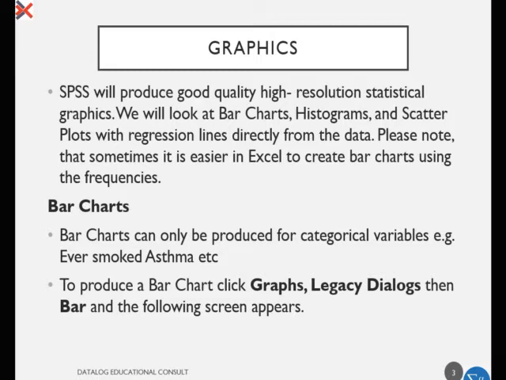A bar chart can only be produced for a categorical variable, e.g., ever smoke, asthma, and ever smoke type of variable that are categorized as never smoke, ex-smoker, and current smoker. So we categorize it into 3. So you can use it to also produce a bar chart, which is what we are going to be doing.